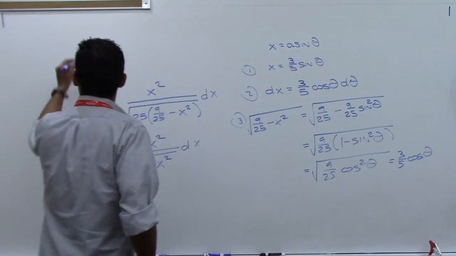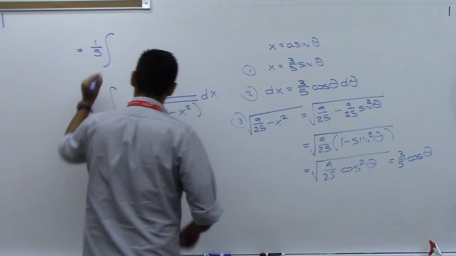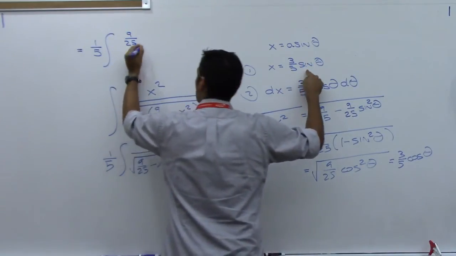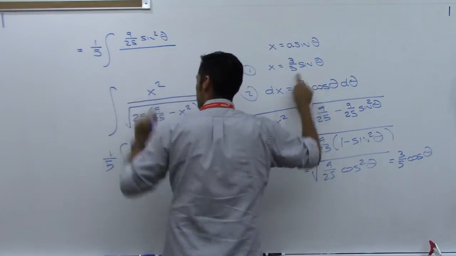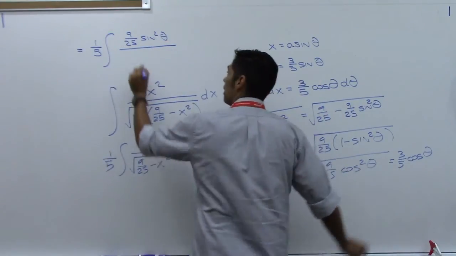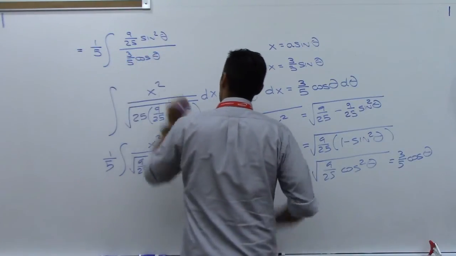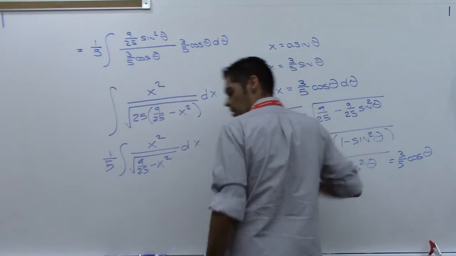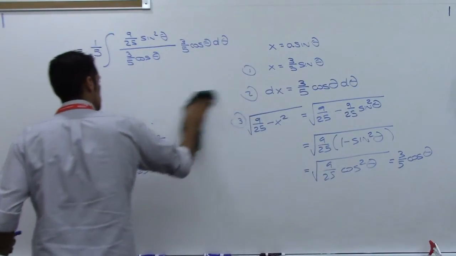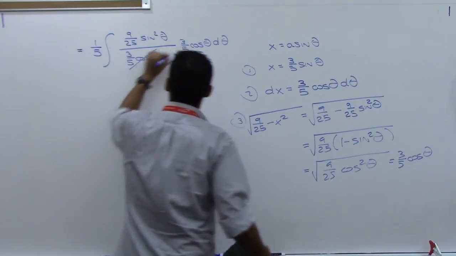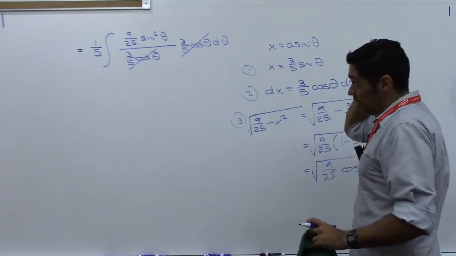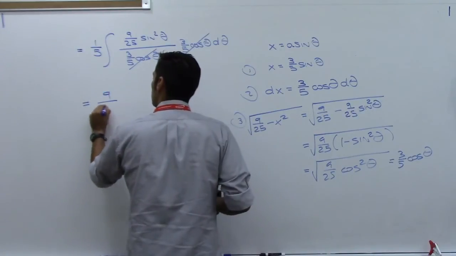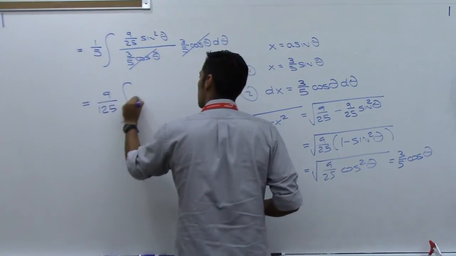All right, so I have 1/5 integral. Now x squared on top, which means we square this, which will be 9/25 sine squared theta, over the root thing, which is the 3/5 cosine theta, and then dx, which is replaced with 3/5 cosine theta d theta. We get some nice cancellation here. So the 3/5 cosine theta is completely canceled, which leaves us with a 9/25 sine squared theta d theta. I can factor out, I know we did this problem, 9 over 125, that's when I pull that out. Got integral sine squared theta d theta.